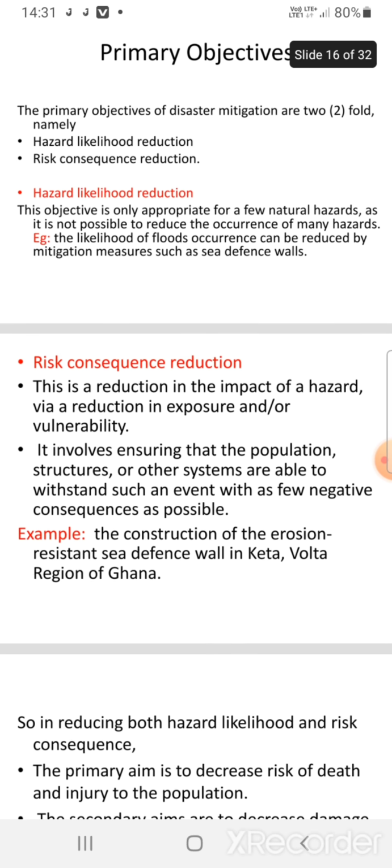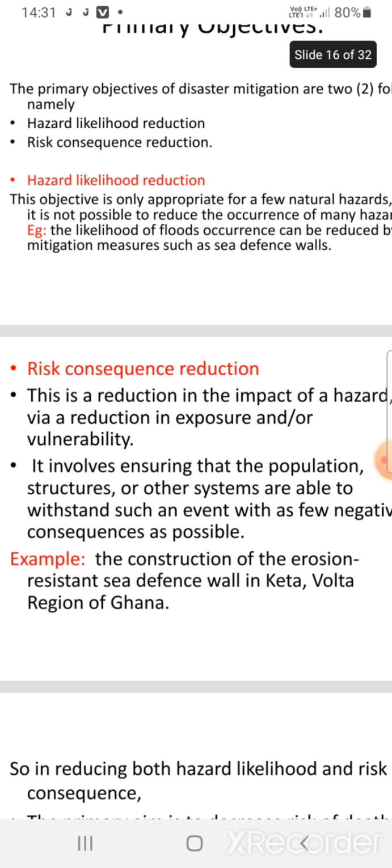Now, if there is a construction which will prevent the erosion of a particular area, the erosion occurs, but the construction will prevent or resist the erosion. Because the particular area is vulnerable to erosion, we are reducing the vulnerability.